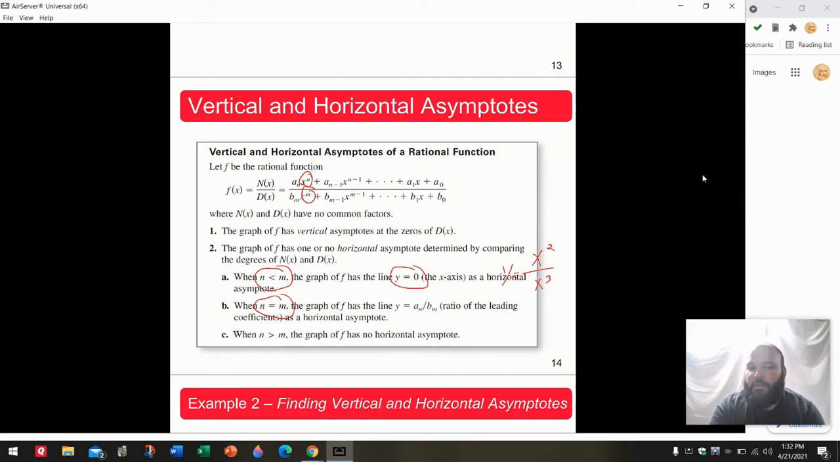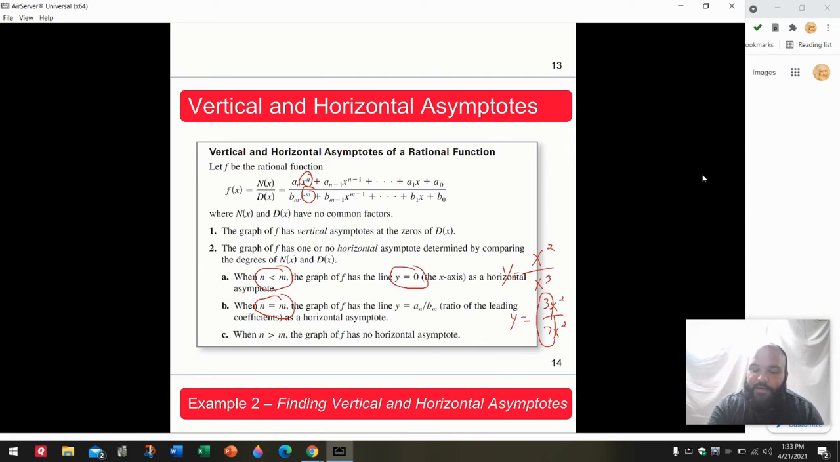The next one, for part B, says when n equals m. If you had something like y equals 3x squared over 7x squared, the powers in the numerator and the denominator are the same. When they are the same, you take the ratio of the two leading coefficients to know what the horizontal asymptote is. In this case, the ratio would be 3 over 7, so there would be a horizontal asymptote at y equals 3/7.